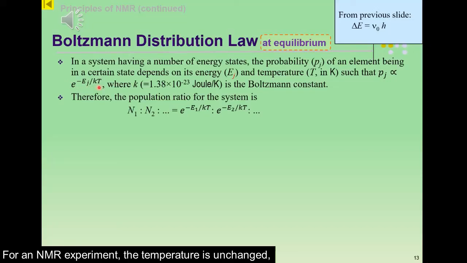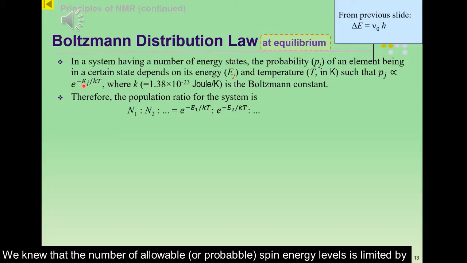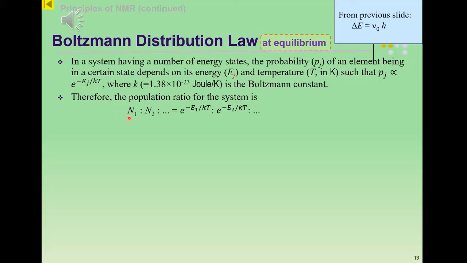For an NMR experiment, the temperature is unchanged, so the probability of being in a certain state only depends on the spin energy. We knew that the number of allowable or probable spin energy levels is limited by the number of quantum projection number Mj, M for mother. So is the number of different populations Nj's, N for nanny.